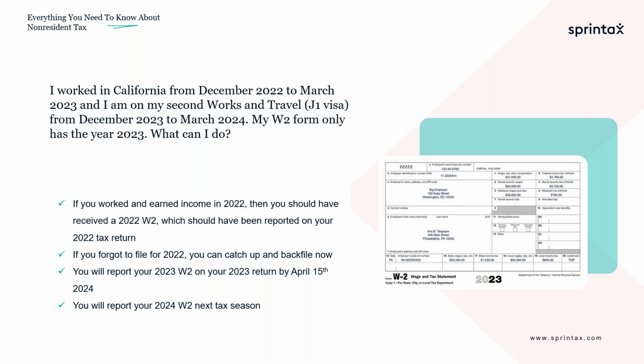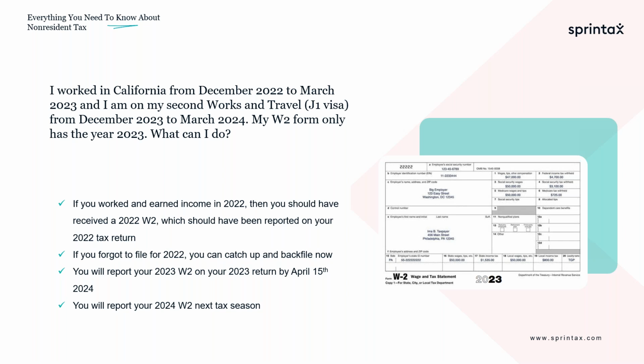So if you worked and earned any income during that month in 2022, you should have received a 2022 W-2, which should have been reported on your 2022 tax return this time last year. If you forgot to file for 2022, apologies, you can catch up and backfile now, and we would recommend that you do so as soon as you can.